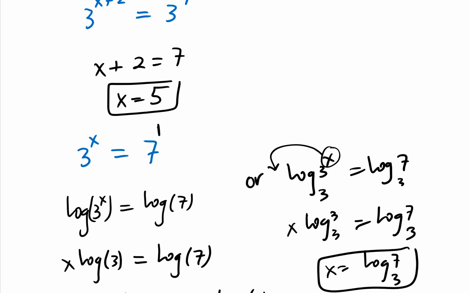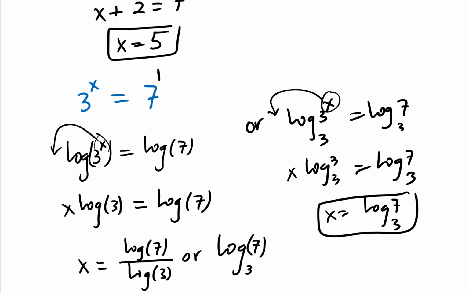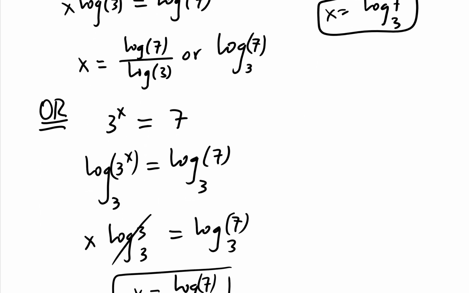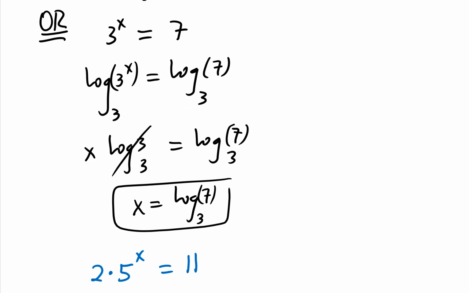That's one way. Or you can just keep it like this as base 10, bring the x down, and then divide both sides by log 3, so x equals log 7 over log 3, which can be rewritten as log 7 base 3, backwards of change of base formula. So here I showed you exactly what I did earlier. That's the same method. Now another example, you may pause the video and try this on your own.